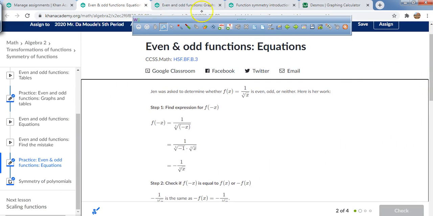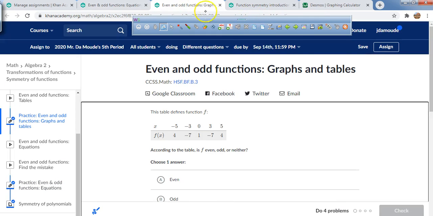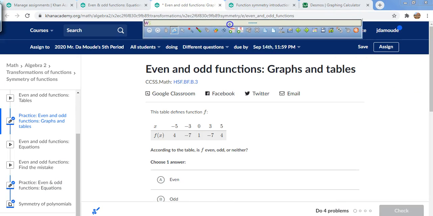That one's kind of tricky. Or graphs and tables. We'll start with graphs and tables. That's probably the easiest. So we'll go ahead and start with graphs and tables. We'll figure out if this is even or odd.